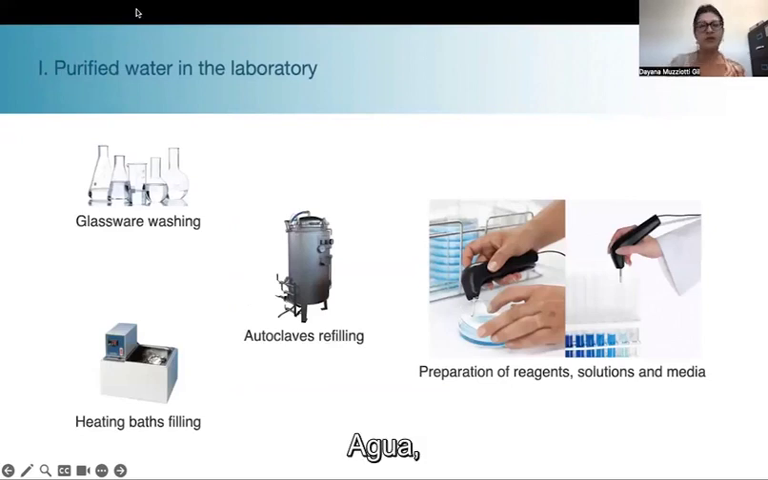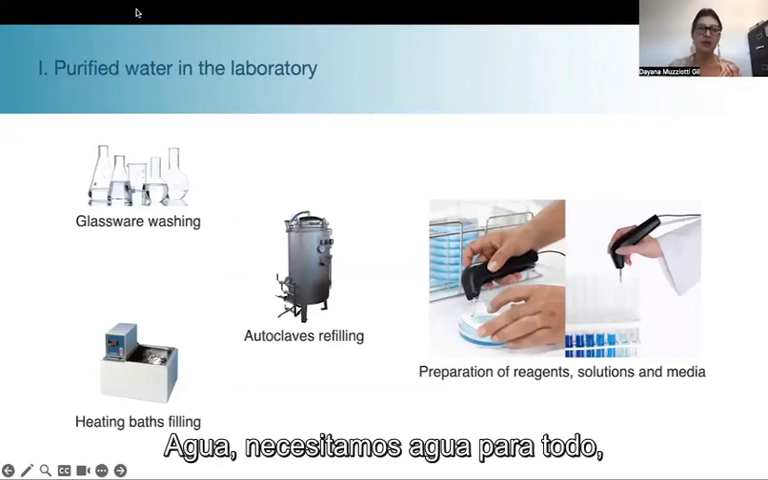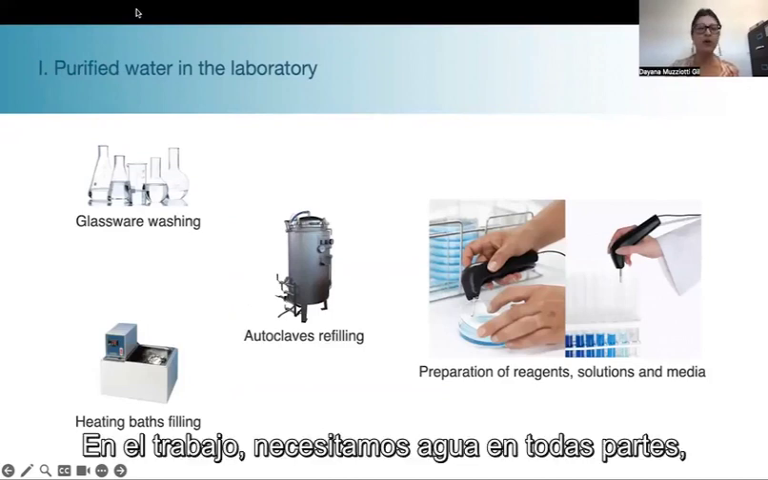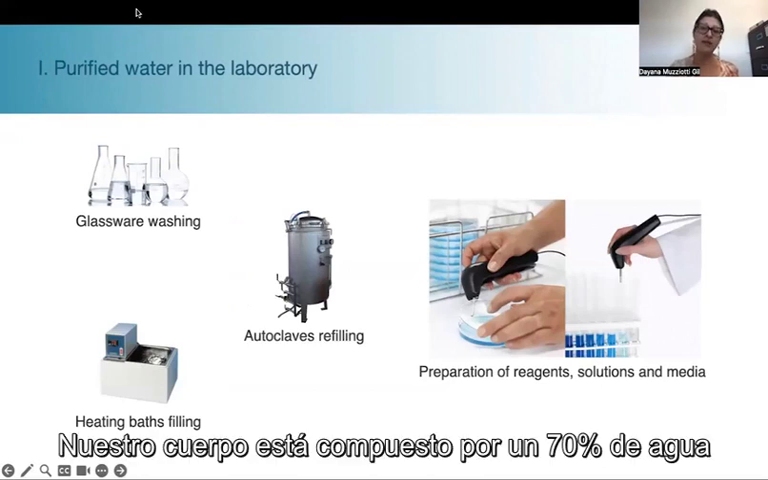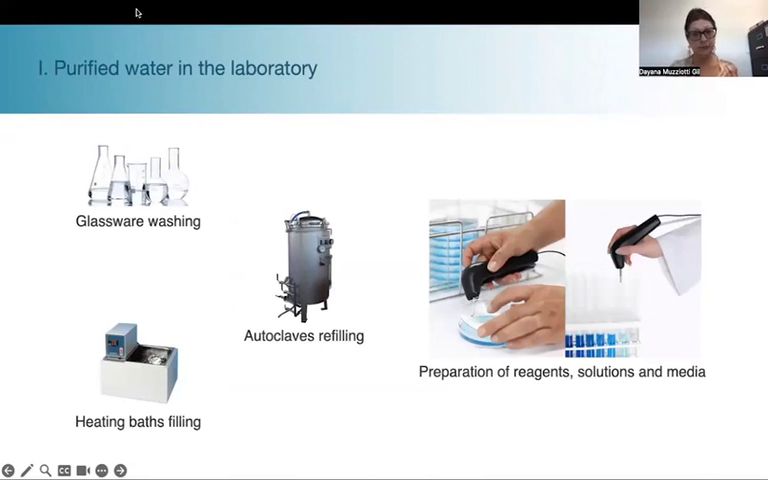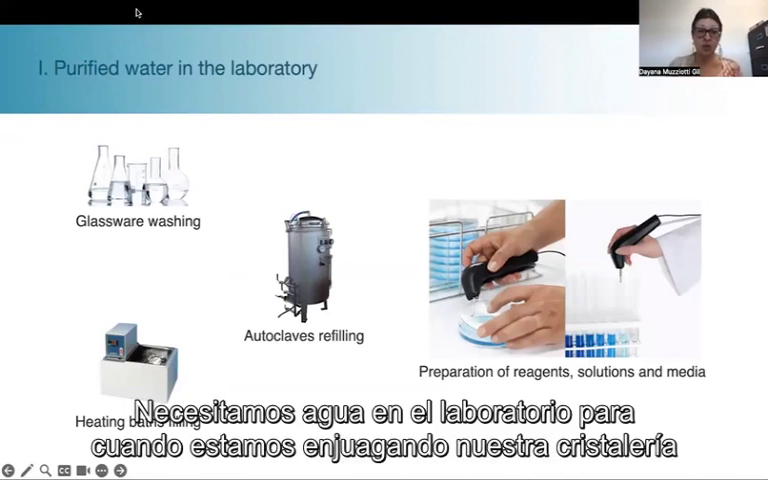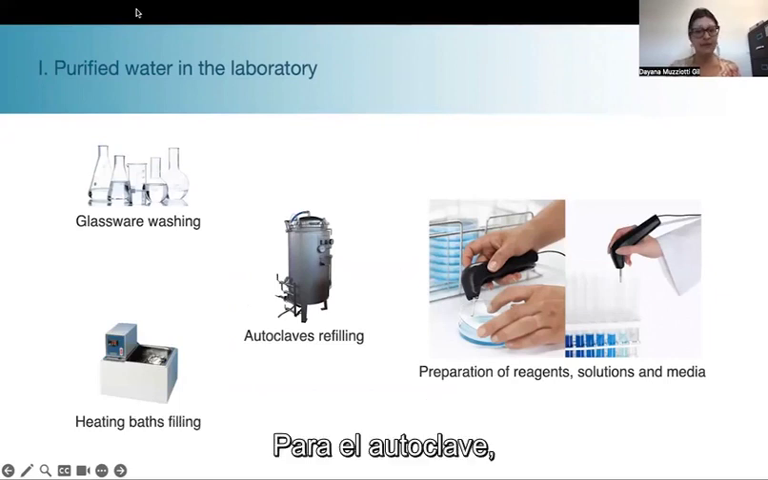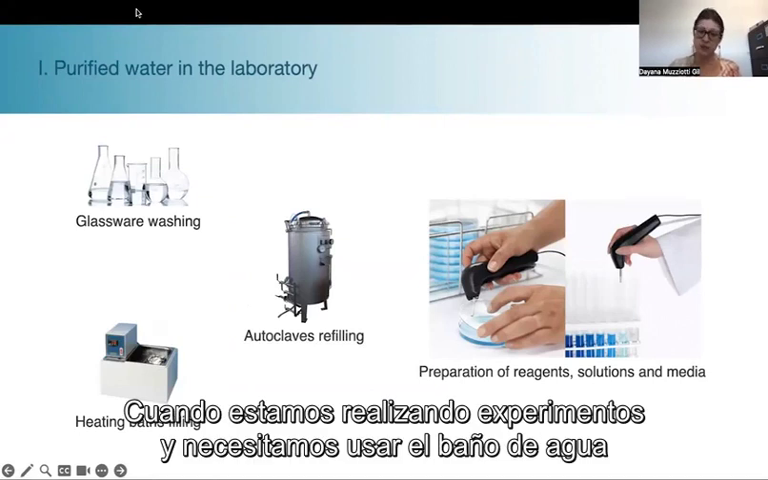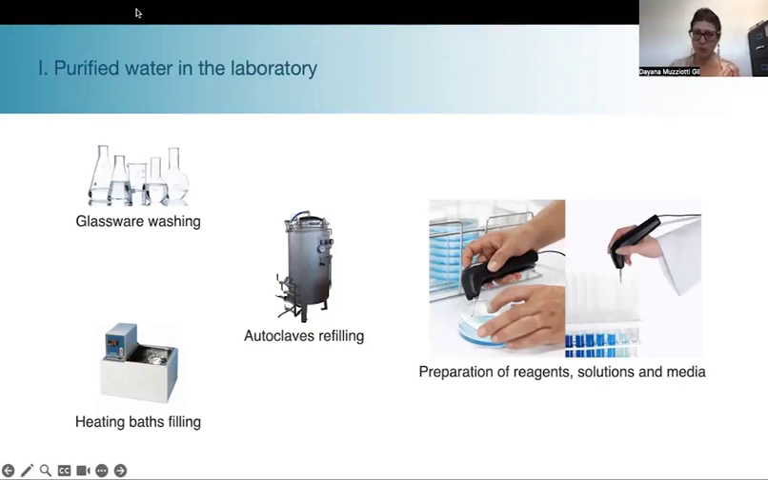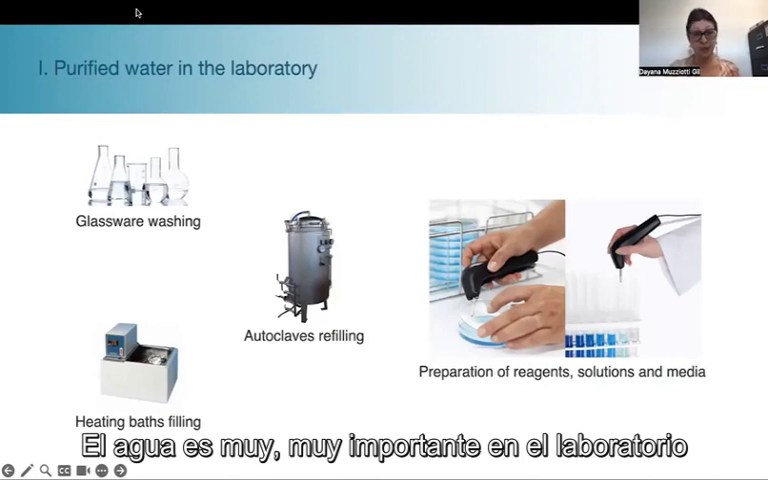Now, water. We need water for everything. We need water at home, we need water at work, we need water everywhere. Our body is composed of 70% water, and we also need water in the lab. We need water in the lab for rinsing our glassware, for the autoclave, when we are running experiments and need to use the water bath, and of course when we need to prepare reagents, solutions, and media. So water is very, very important in the lab.